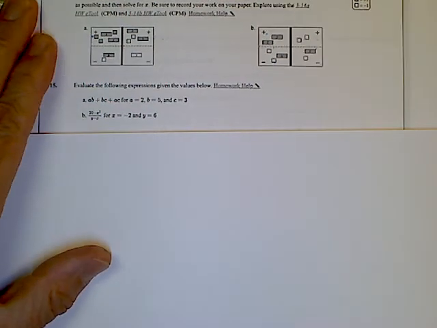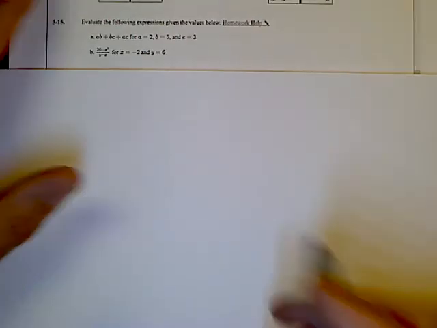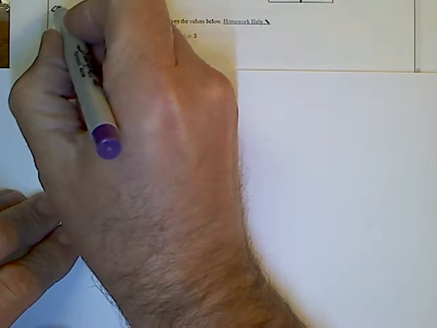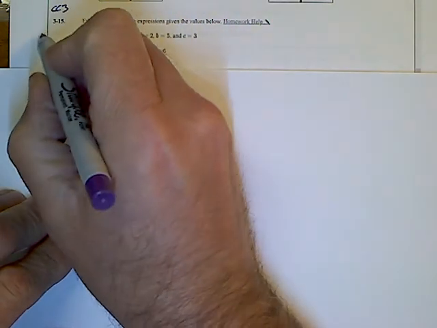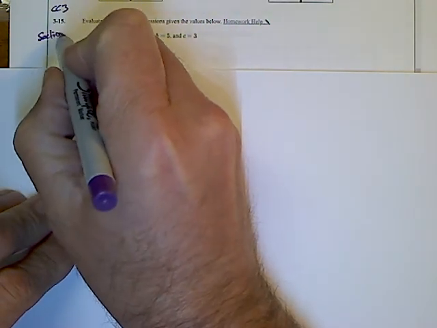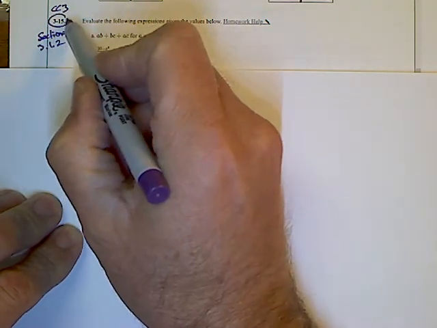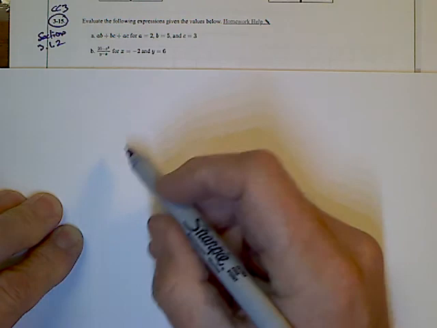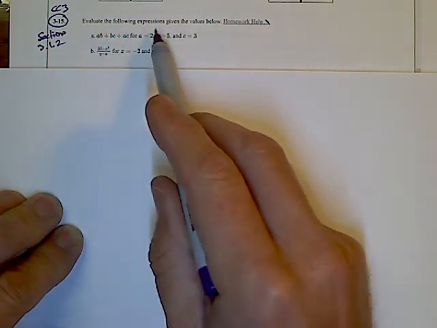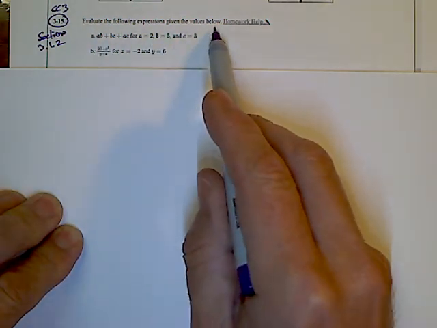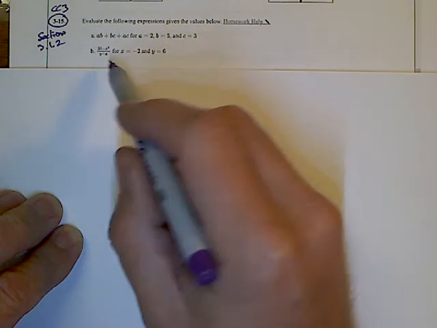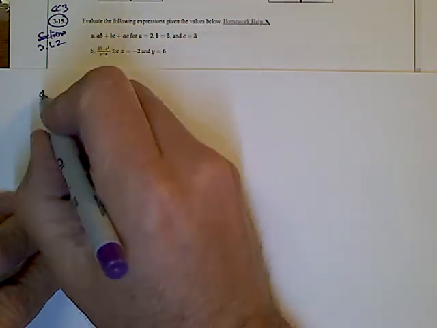All right, we are looking at CC3, and this is section 3.1.2, specifically number 3-15. It wants us to evaluate the following expressions given the values below. So I'm going to rewrite it so we can see it better.